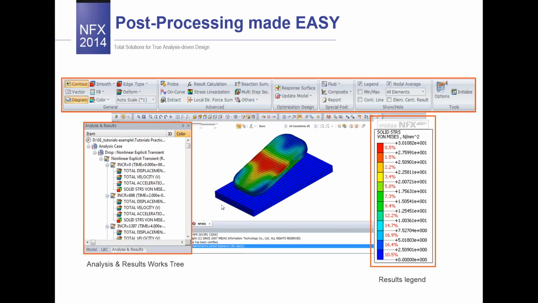And similar to the rest of the tools in NFX, post-processing functionality has been grouped inside the results ribbon sheet, and we have a lot of options to display our model using many color schemes. There are some tools for advanced post-processing like probing, graphing, result combination, and others. All of the output vectors you will find inside the results works tree, and you have full control of the number and type of the requested output data.